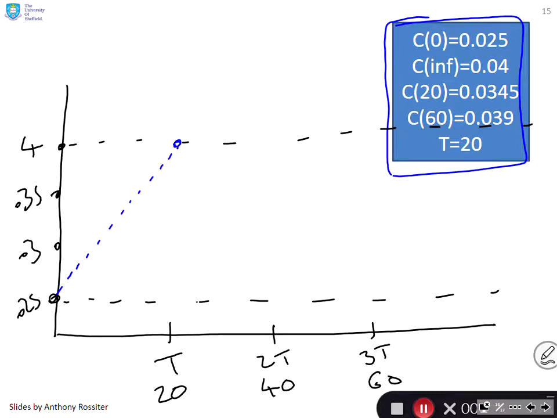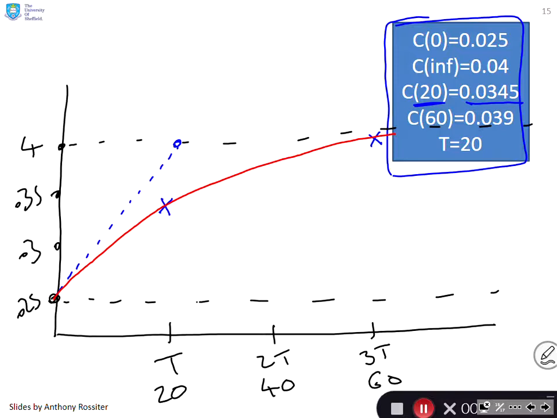So I draw the initial gradient. I know that after 1 time constant, I know what the value is, so I mark that on my graph. I know after 3 time constants what the value is, so I mark that on the graph. And then all I need to do is a smooth sketch taking the gradient information and those values. And there's the response that was requested.